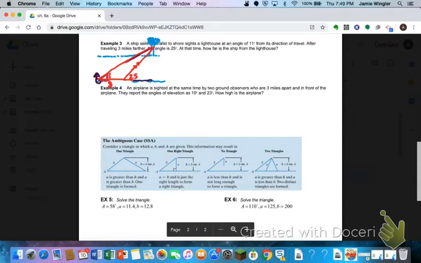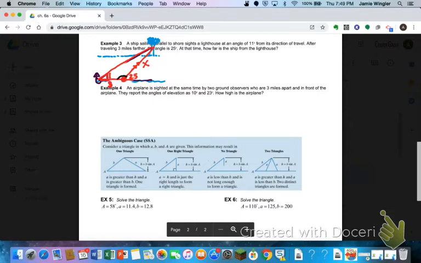Okay. At this time, at the second sighting for the ship, how far is the ship from the lighthouse? So we want to know this distance. Well, if you think about it, we always have a triangle.